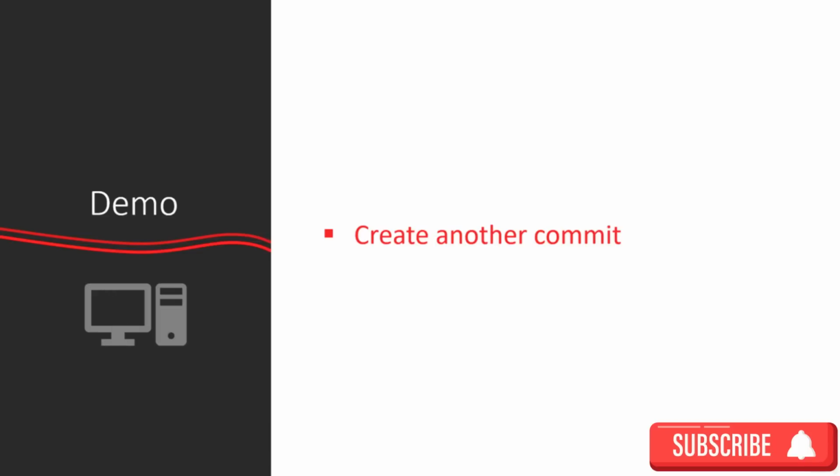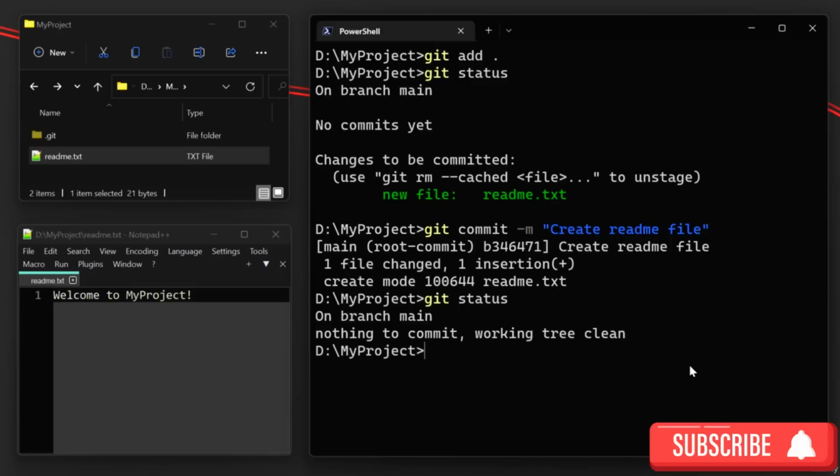In this demonstration, you will create another commit to the Git repository, and you will learn a few more things about how Git actually works. Let's switch to the command line. In the previous clip, you created this commit for the readme file. Then you used the git status command, and you can see we are on branch main and the working tree is clean, which means we don't have any changes.